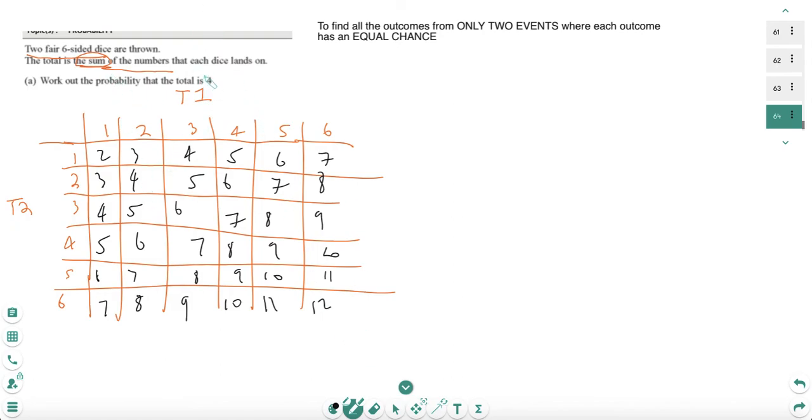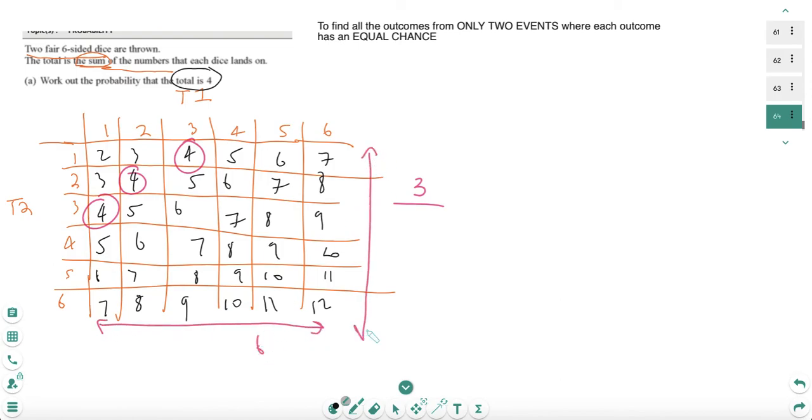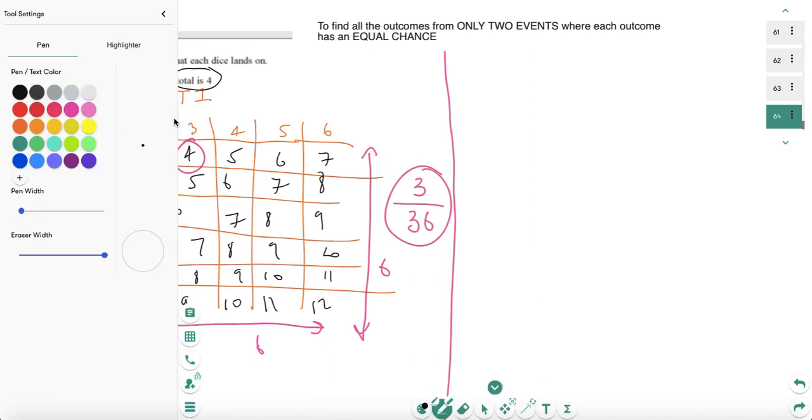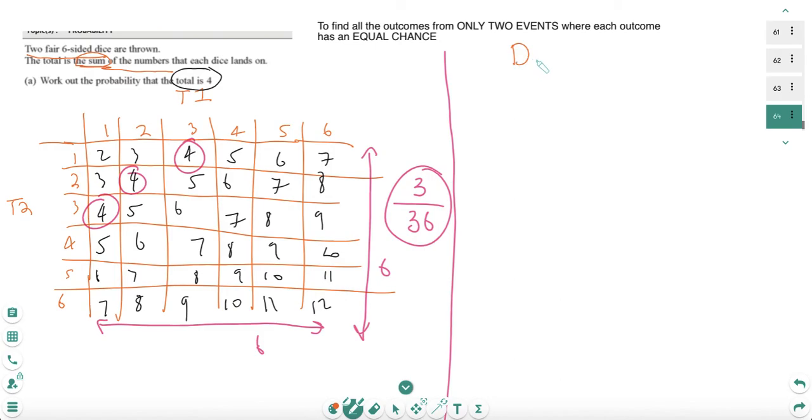And we're trying to find the probability that the score is 4. So let's just circle all the 4s. 1, 2, 3. That's it. So there's 3 out of, in total, there's 6 across, and there's 6 up. So there's 36 numbers in total, so 3 out of 36, okay? There's another way of doing this question, guys. Maybe it's called the desirable outcome method.